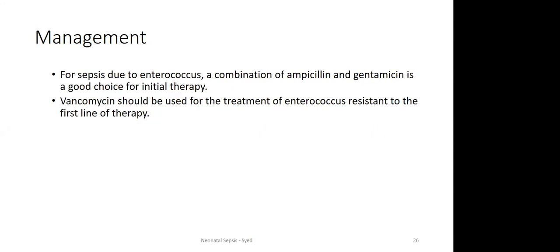Okay, so management. If the baby has been in the hospital for a while, with a central line, umbilical catheter or central line PICC, then you may need to cover with antibiotic that covers CLABSI or CRBSI, catheter related bloodstream infection.